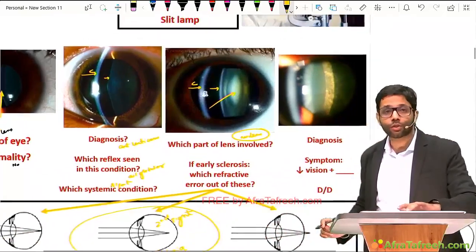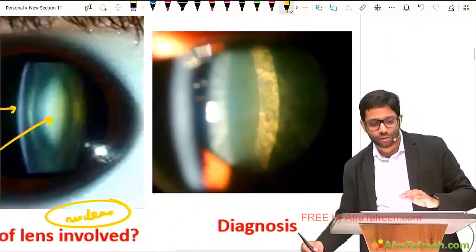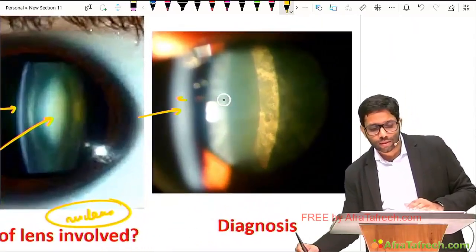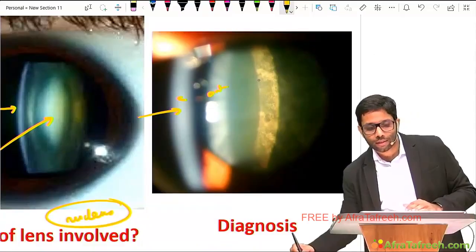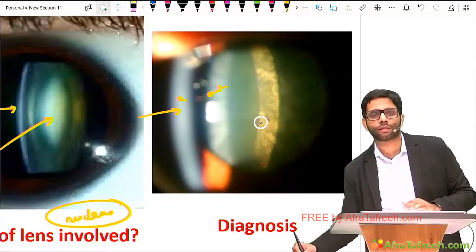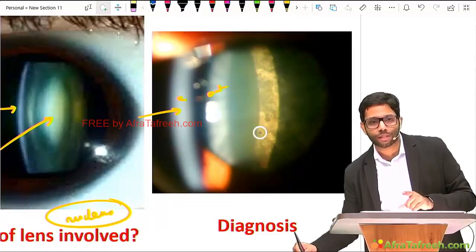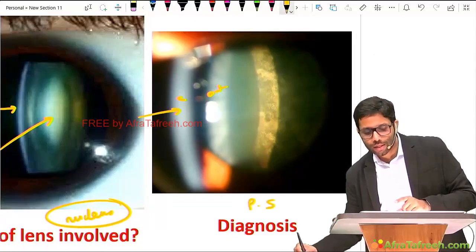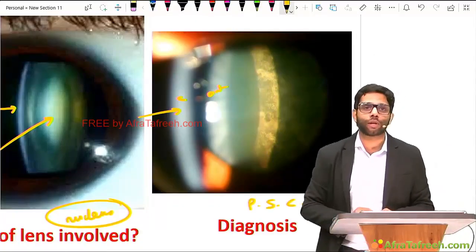What is the diagnosis over here? Again, a very important picture. This is the cornea. This is the anterior part of the lens. This is the posterior part of the lens. The posterior part of the lens is having opacification. This is the condition known as posterior subcapsular cataract.